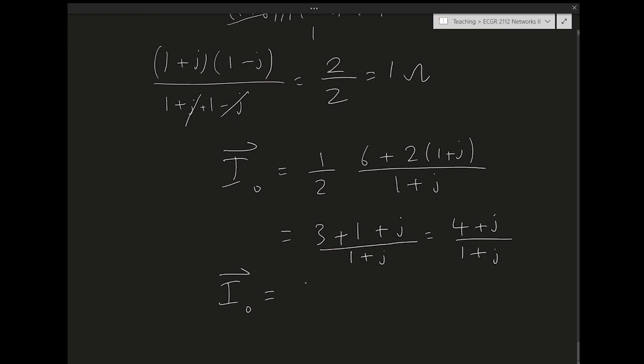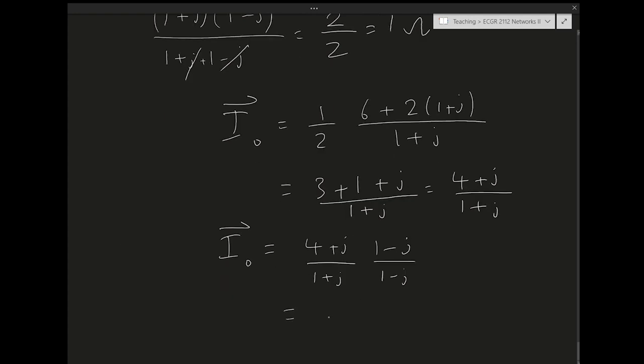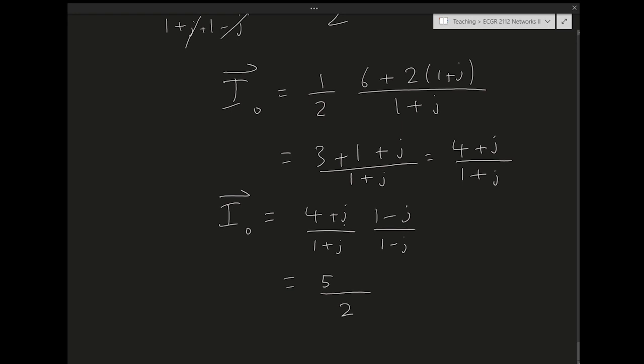And then all we have to do is convert this. Divide by 1 plus J, so I end up with 4 plus J over 1 plus J, times 1 minus J over 1 minus J. So I end up with 2 in the denominator, and then in the numerator I have 4 plus 1, 5, right? J times minus J is 1, so that's 5, and then plus J minus 4J, that's minus 3J. That's 2.5 minus 1.5J.